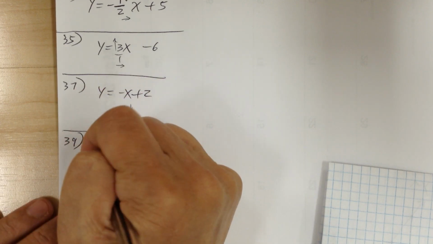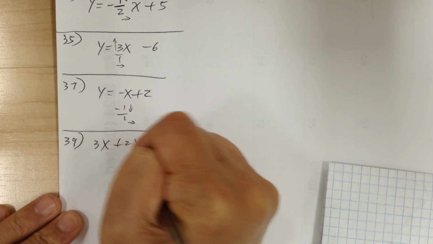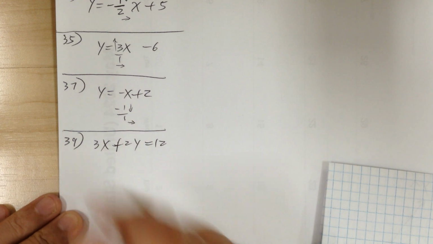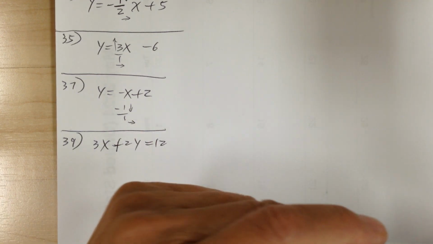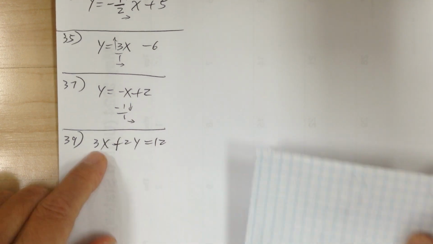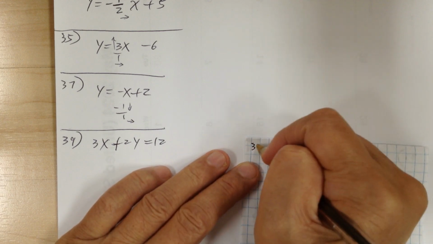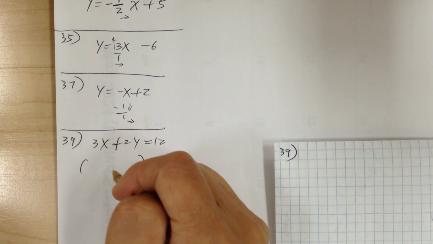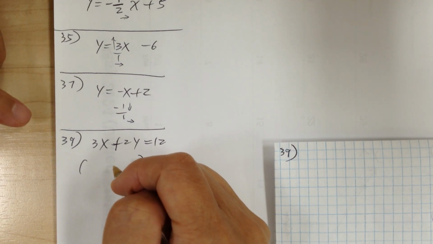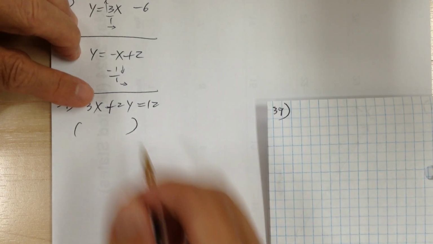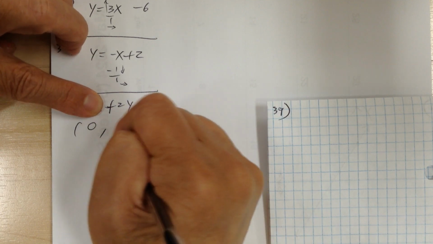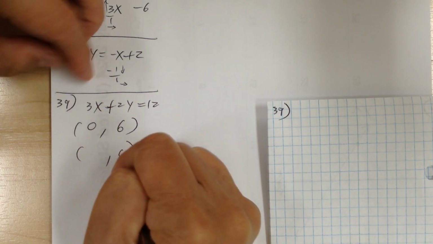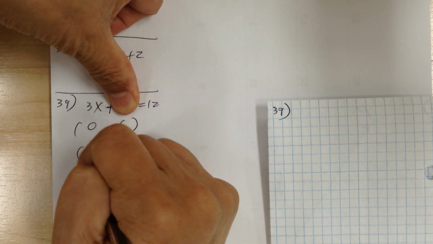Okay, 39, you got 3x plus 2y equal to 12. Now this one we're not going to use the slope-intercept form because it's already in standard form. So let's not waste time trying to convert it. Just use the technique we learned from the previous lesson. If x equals 0, then y will equal 6. And if y equals 0, then x will equal 4.